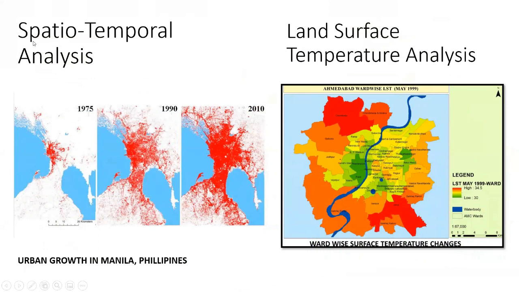Spatio means location, and temporal means for different time periods. So for different time periods, which direction the urban sprawl is increasing or decreasing, this kind of analysis we can do with remote sensing. Another example is land surface temperature. It is showing the different temperature ward-wise. This analysis of land surface temperature we can do with remote sensing and GIS.